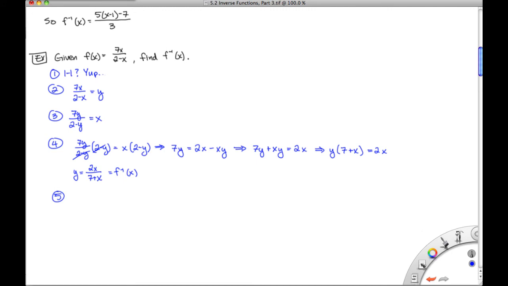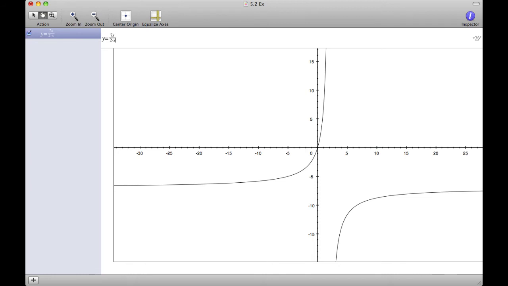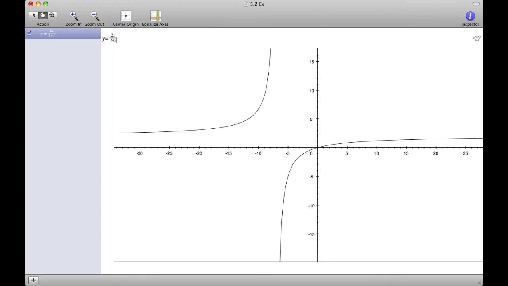All right, so step 5, let's check this to make sure that this function is one-to-one. So again, I'm going to bring up the grapher, and we can delete this. So we got y equals 2x divided by 7 plus x. If we graph this, we have another rational function like we expected, and this also is one-to-one. It passes the vertical and the horizontal line test, so it's a one-to-one function for sure.